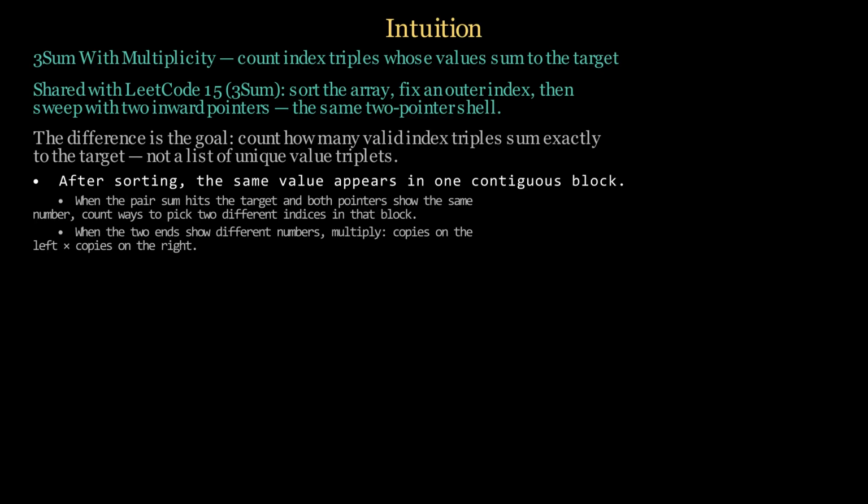After sorting, the same value appears in one contiguous block. When the pair sum hits the target and both pointers show the same number, count ways to pick 2 different indices in that block. When the two ends show different numbers, multiply copies on the left times copies on the right. Enumerating every triple is O(n^3), too slow when n is large.